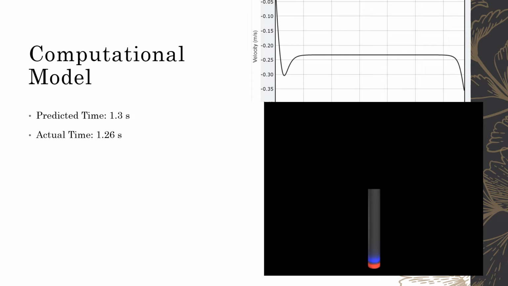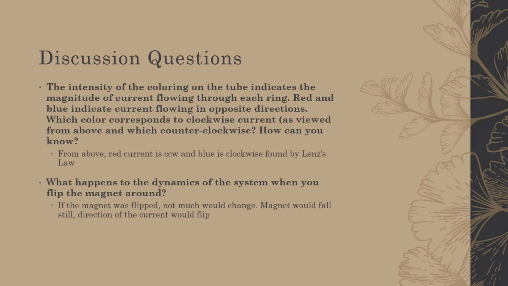The red ring represented the north pole of the magnet, and the blue represented the south pole. And for our computational model, our predicted time was 1.3 seconds, while our actual time was 1.26 seconds. The intensity of the coloring on the tube indicated the magnitude of current flowing through each ring. Red and blue indicate current flowing in opposite directions.